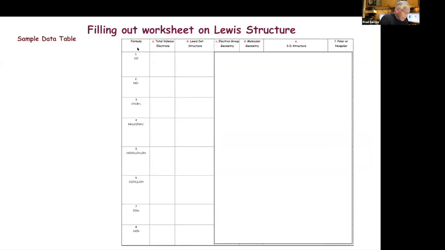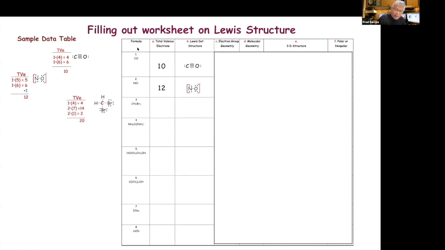So let me just show you that for this example, I'm going to do the Lewis structure. That's carbon monoxide. That's 10 total valence electrons. That's what you would put in your sheet. Oops. That's NO minus. That's 12 total valence electrons. That's what you would put in your sheet. These are the examples we just did. These may not necessarily be the chemicals in your activity, but this is how you would fill out that worksheet, like that.